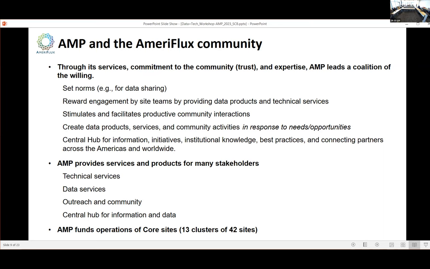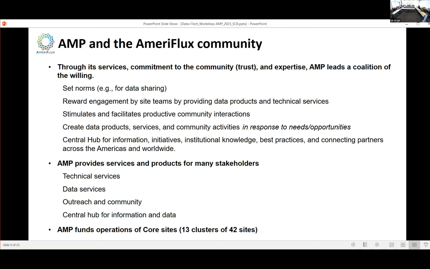I think it was reviewed by the science steering committee. Engagement with the team depends on the activity and active level of engagement with the community. So site visits, for instance, that we describe, loaners, equipment, rapid response system, and so on. We stimulate and facilitate productive community interactions through meetings and webinars. So we hold webinars, and there's a YouTube channel that AmeriFlux has that's all the record of our past webinars and future webinars. So a lot of information that we try to keep up to date.